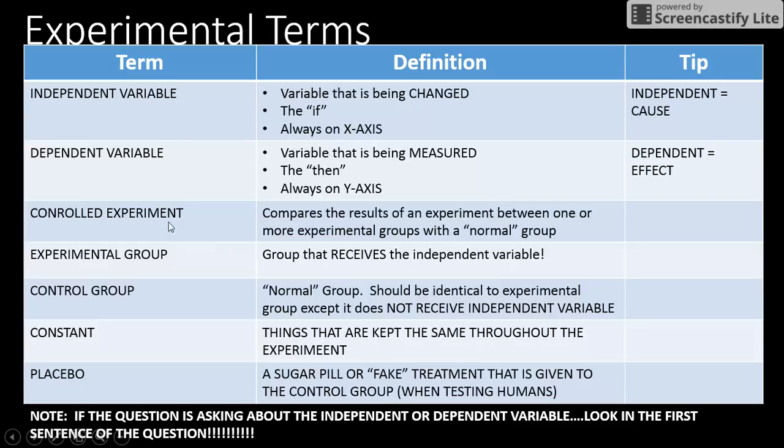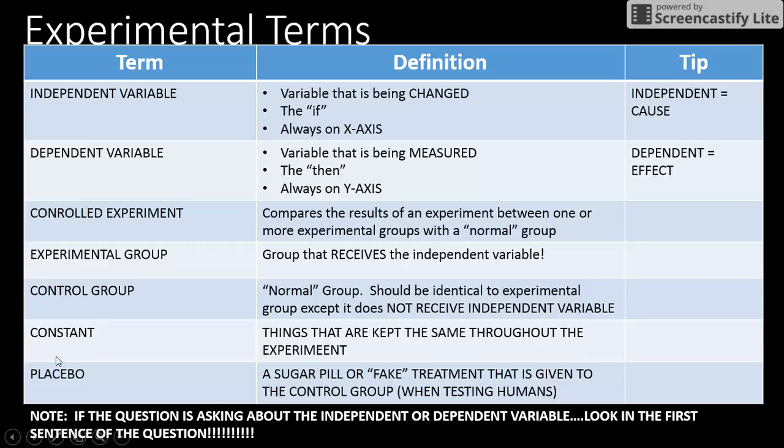A controlled experiment compares the results of two different groups. So one group who gets the independent variable, or a bunch of groups that get the independent variable, and then a normal group. That normal group is our control. They do not get anything. They don't get the independent variable. We want the controlled group to be normal. They get everything that the experimental group does except for the independent variable. So the group that gets nothing is our control.